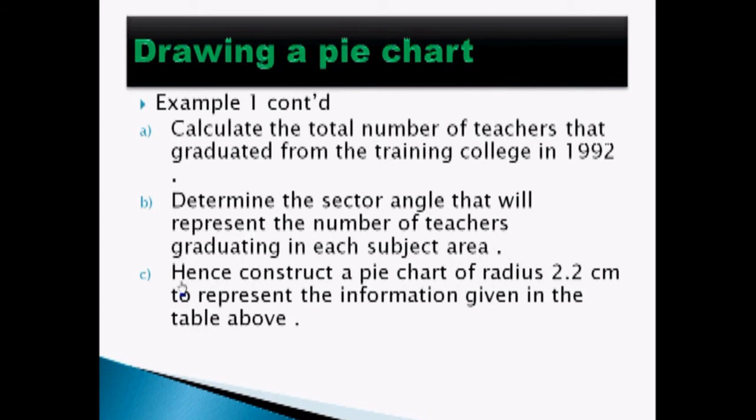Part C. Hence, construct a pie chart of radius 2.2 centimeters to represent the information given in the table above. Okay, now I'm going to show you how to do part A, B, and C, and then you can compare your answers with mine.